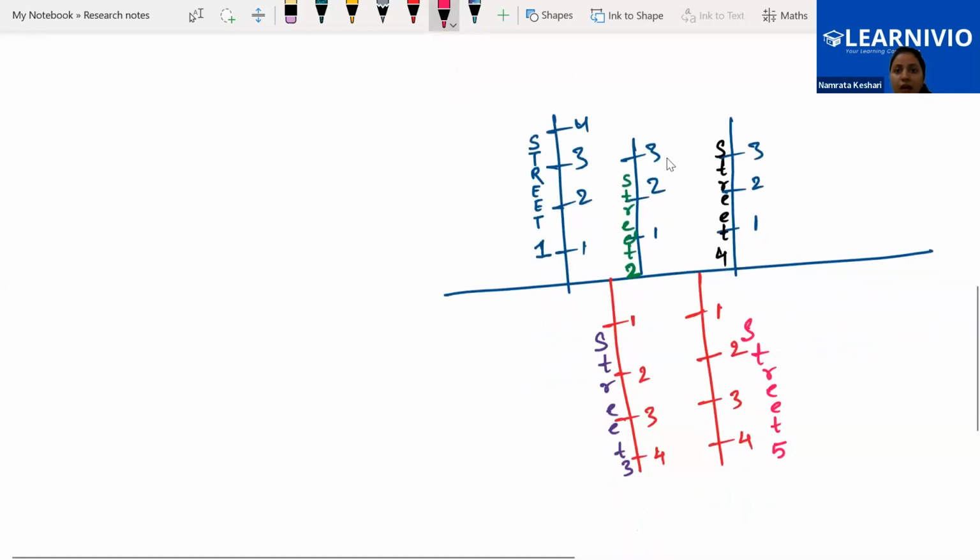If we have this arrangement, a few streets, and house number 1, house number 2, house number 3, house number 4, this is how we have the house numbers. See it carefully: street 1, house number 1, 2, 3, 4. Similarly street 2, house number 1, 2, 3. Similarly street 3, house number 1, 2, 3, 4.